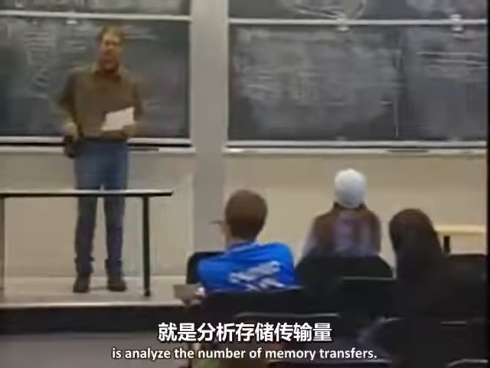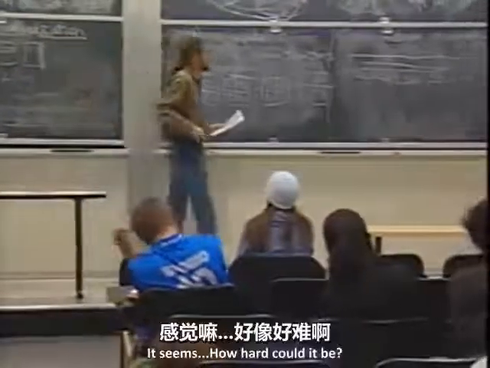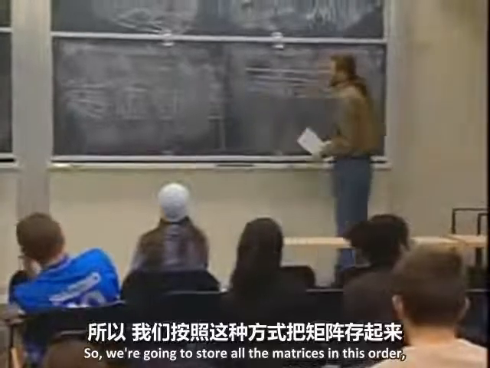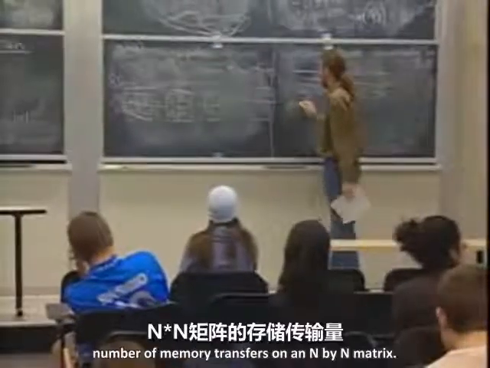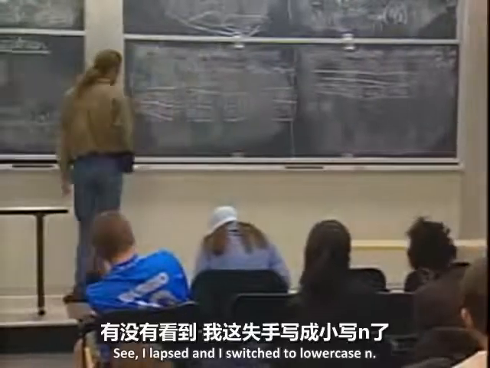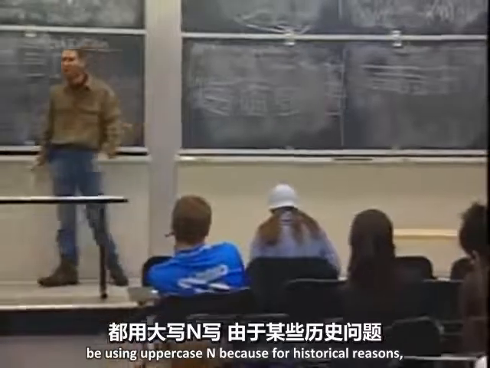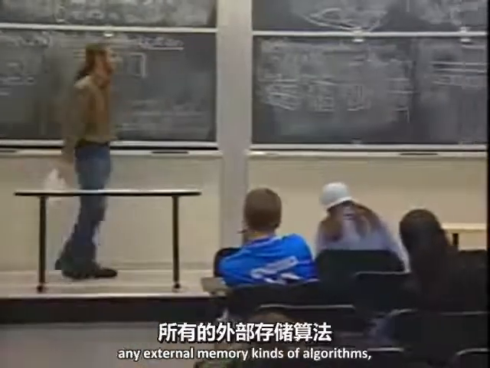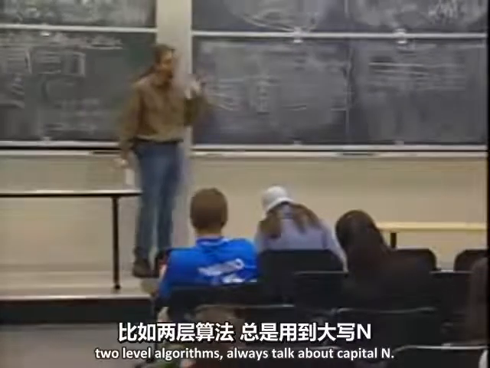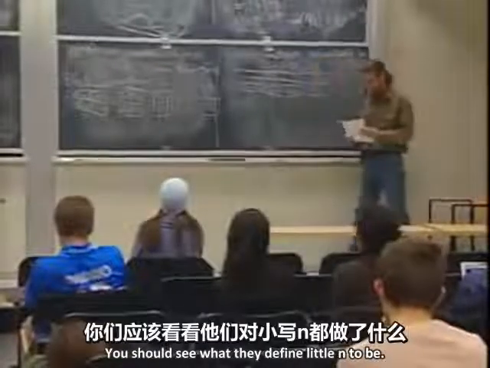Okay, so now all we have to do is analyze the number of memory transfers. Seems, how hard could it be, right? So we're going to store all the matrices in this order, and we want to compute the number of memory transfers on an N by N matrix. See, I lapsed and I switched to lowercase n. I should, throughout this week, be using uppercase N, because for historical reasons, any external memory kinds of algorithms, two-level algorithms, always talk about capital N. And don't ask why. You should see what they defined little n to be.